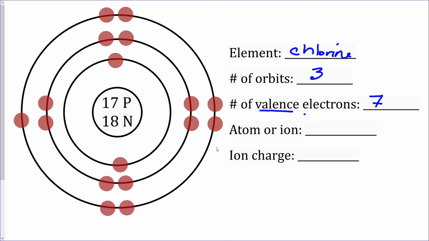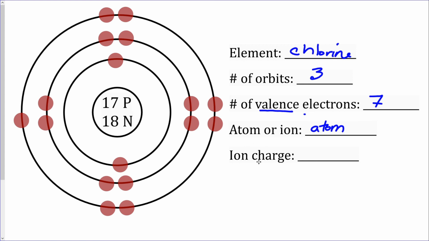Is this a picture of an atom or an ion? Well, we have 2 ways of looking at this. We have 17 protons, and if you count up all the electrons, we've got 17 electrons as well. So if we have the same number of protons as electrons, that tells me it's an atom. It's neutral, same number of positive protons as negative electrons. The other way we could look at this, which sometimes works, sometimes doesn't, is look at the outermost orbit. This is not filled, so we know it is definitely not an ion. It is definitely an atom.